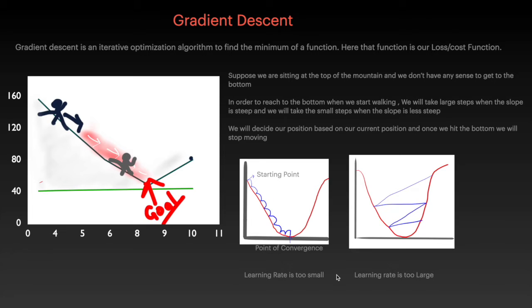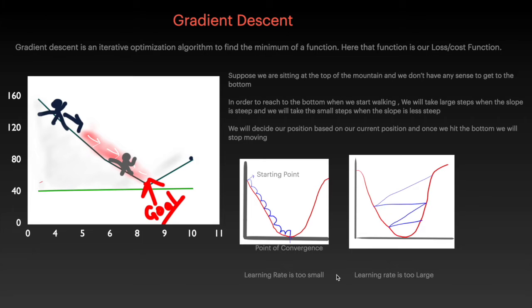In today's lecture, we will be discussing gradient descent. It is a very important concept that you will be using in many machine learning algorithms in order to minimize the function to get the optimal solution. Gradient descent is an iterative optimization algorithm which is used to find the minimum of a function.